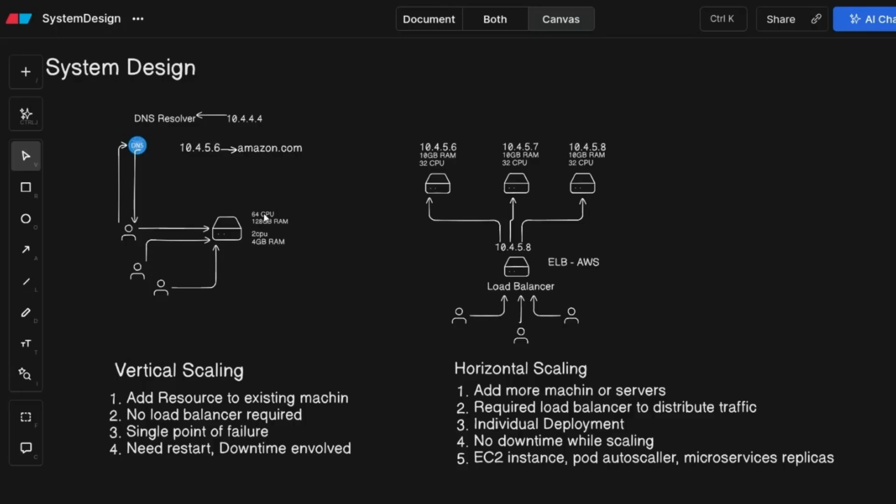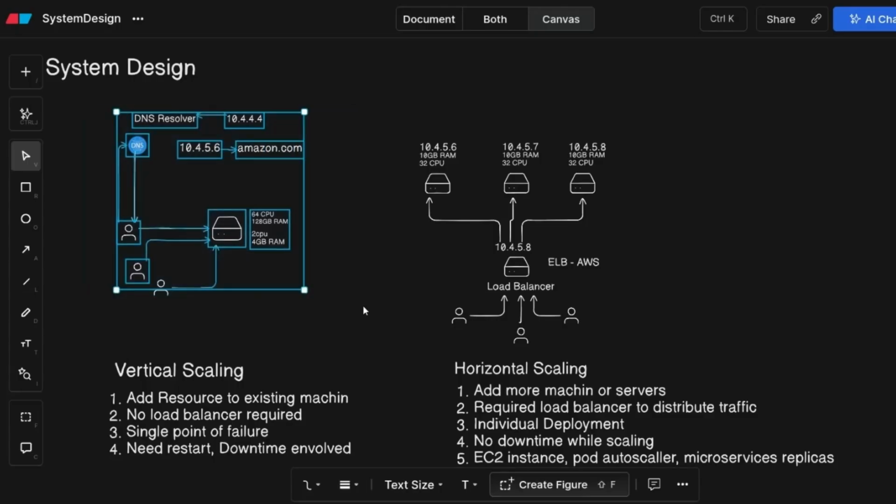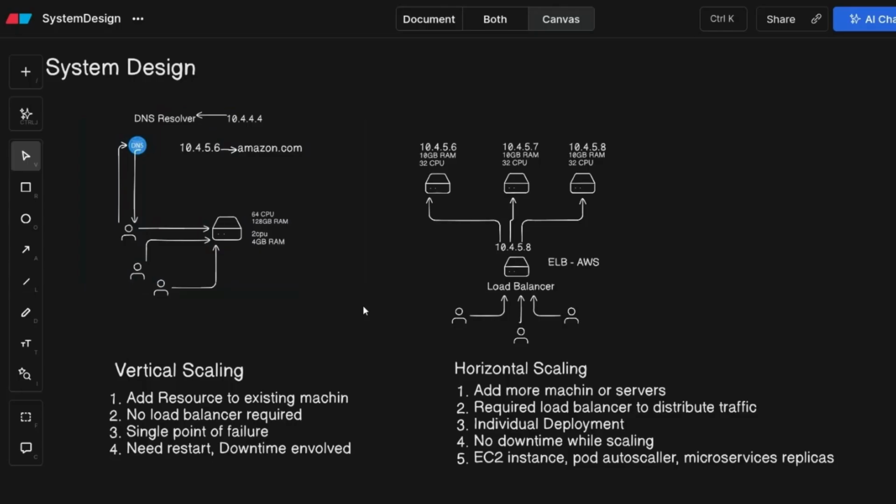So there is a little downtime involved, because we cannot directly add more resources like CPU or RAM to this existing server. We have to stop the application, add resources, and then start it again. So the application is down for some time. But when we talk about horizontal scaling, what does it mean? Adding more machines or servers alongside the existing ones.